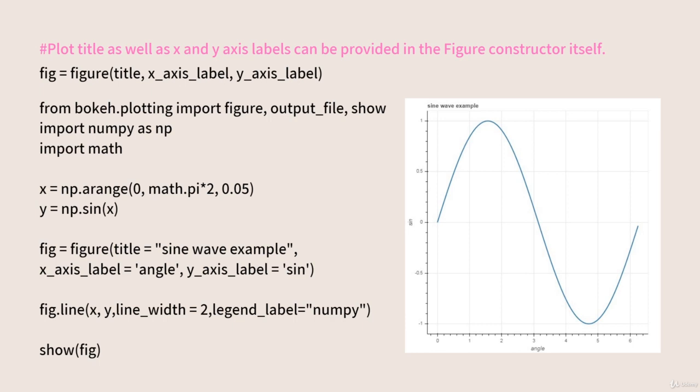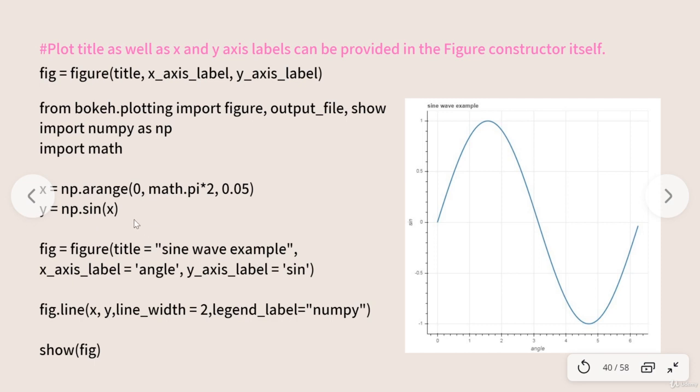So let's say, for example, the figure parameters, title, x-axis and y-axis label. That's all the things which I have been doing so far. So making the necessary Bokeh imports, I have imported numpy and math function here also. So my one series is x equal to np.arange. So this will give me the evenly spaced values between 0 and math.pi into 2. So this is basically pi value is 3.14, and the difference between values should be 0.05. That is how this function works.